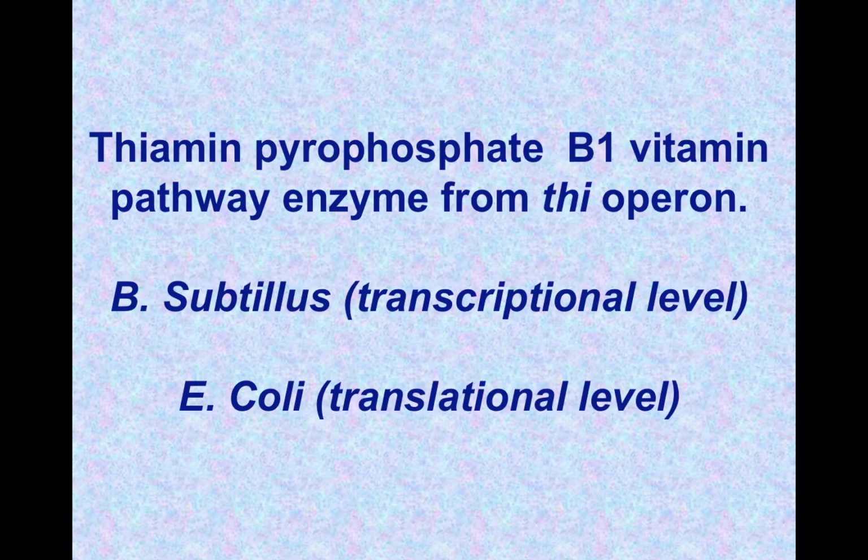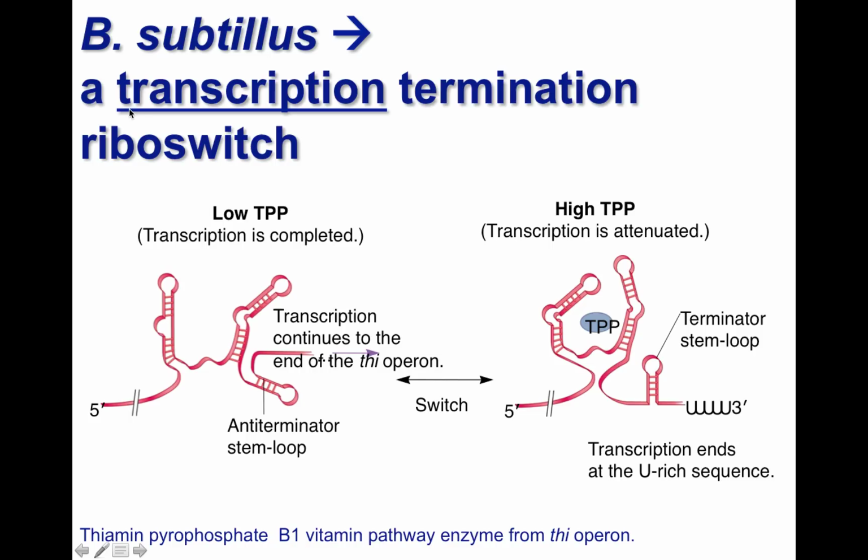We're going to look at the same pathway in two different bacteria, B. subtilis and E. coli. The thiamine pyrophosphate or B1 vitamin pathway enzyme, or the thi operon. In B. subtilis, an aptamer forms to regulate gene expression at the transcriptional level, so we're probably going to be forming a terminator. In E. coli, we see regulation at the translational level. So in B. subtilis, the transcription terminator riboswitch looks like this. It has, towards the 5' end, several stem loops, one of which is an anti-terminator.